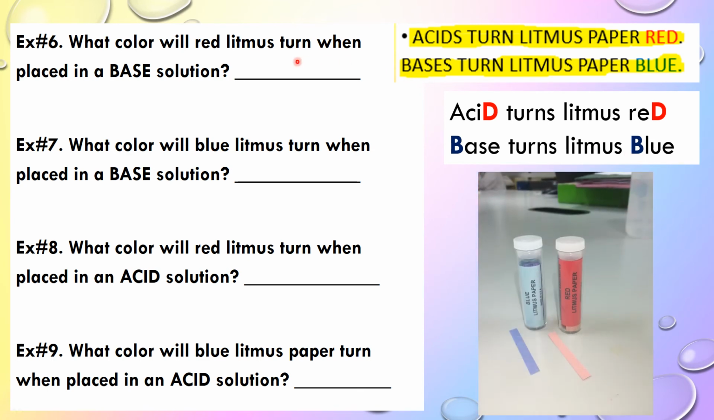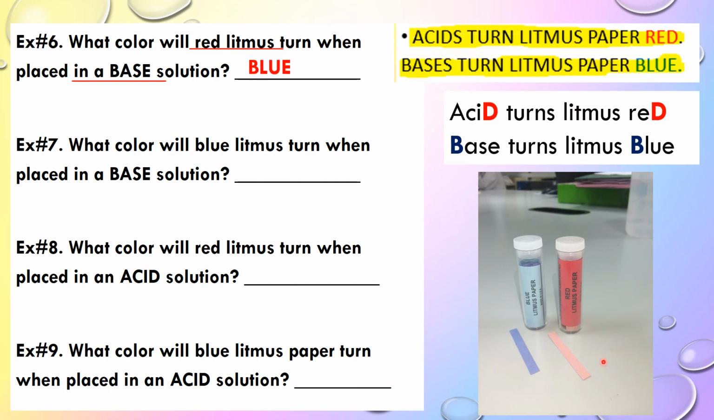Down here I have a picture of the litmus paper that I'm going to test, and you'll see it in the video, but this is essentially what they look like. So if I took a piece of red litmus paper and I put it in a solution and it stayed red, it means that it is acidic. If I took a piece of red litmus and I put it in a solution and it turned blue, it means that it is a base. Okay, and the same thing will go for that blue litmus. So what color will red litmus turn when I place it in a base solution? Anytime we have a base, it should turn blue.